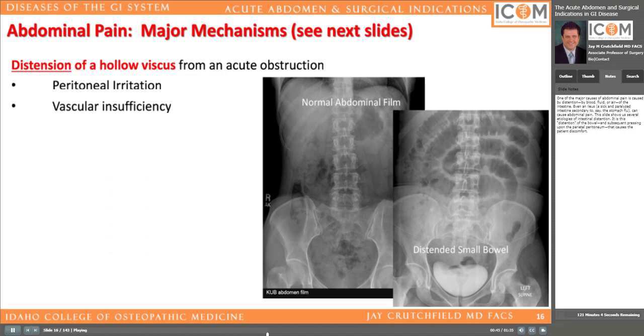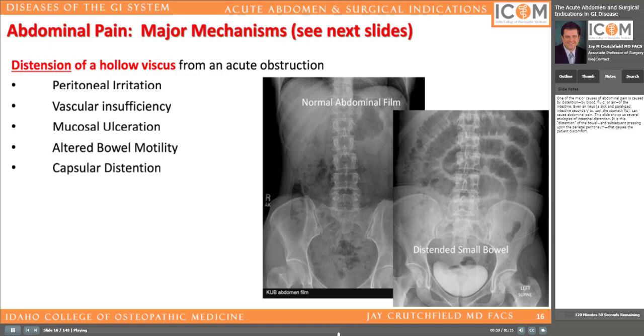The intestinal wall can become so tight and distended it actually cuts off its own blood supply, causing gangrenous intestines or mucosal ulcerations, or slowing bowel motility, or sometimes causing diarrhea. Liver capsule can become distended in a patient who suffers from congestive heart failure. They can then present with right upper quadrant pain. This is often confused for cholecystitis.